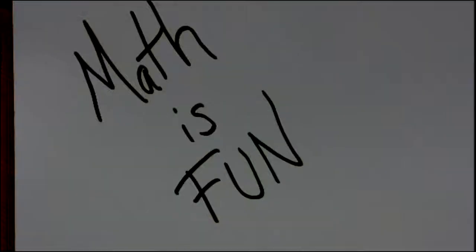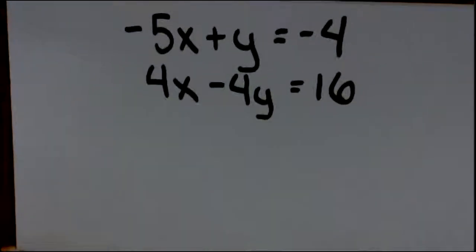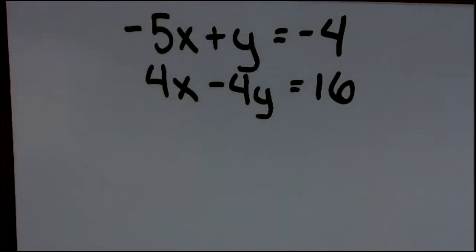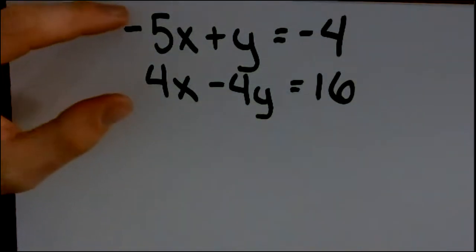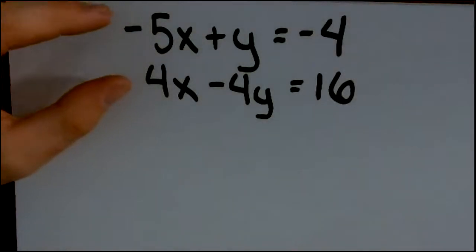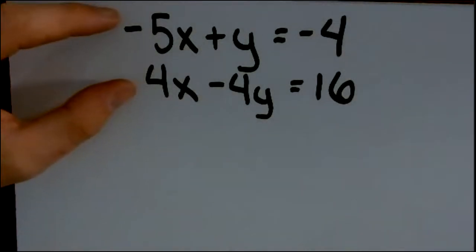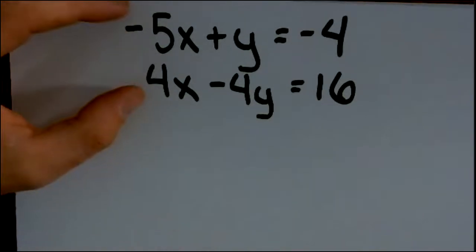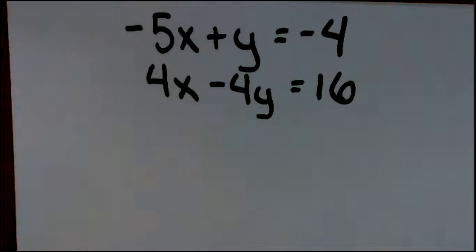So if we take something like this, right? This is going to be our first example. I have negative 5x plus y equals negative 4, and 4x minus 4y equals 16. So if you look at your x's or look at your y's, you want to see which one looks easier to eliminate, right? Well, if I look at the x's, I have a 5 and a 4. I'd have to multiply both of them by something for them to have something in common, right? I can multiply this by 4, this by 5, so they're both 20. But that seems more work than I want to do.